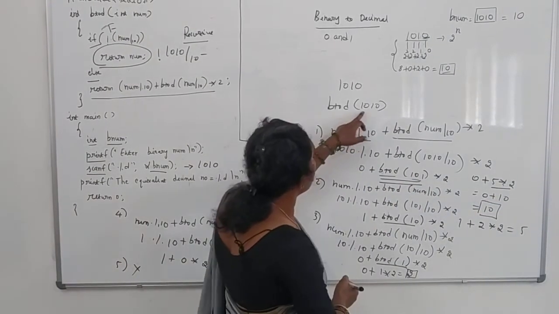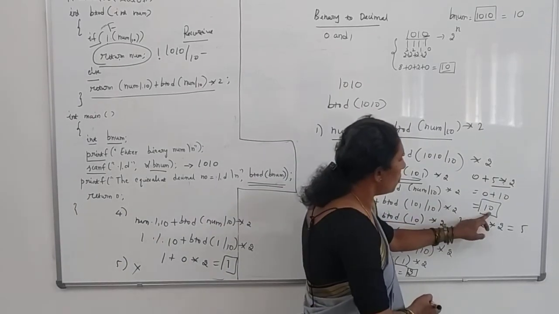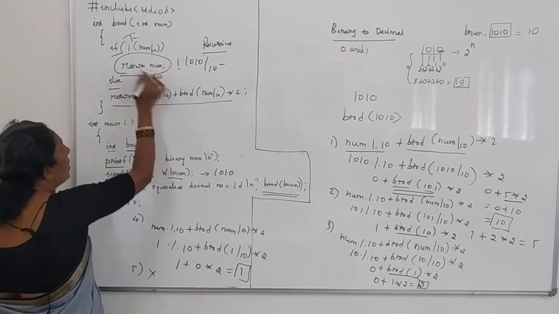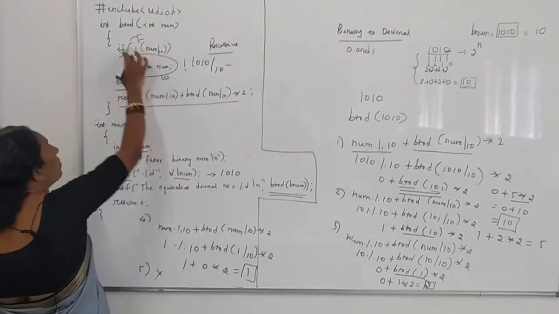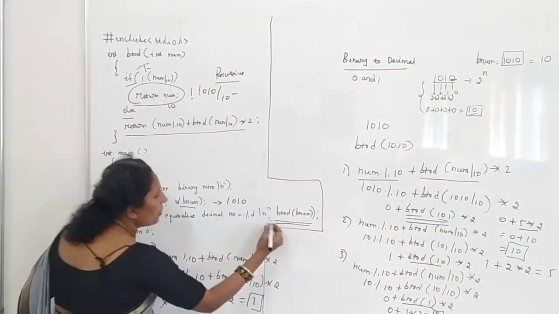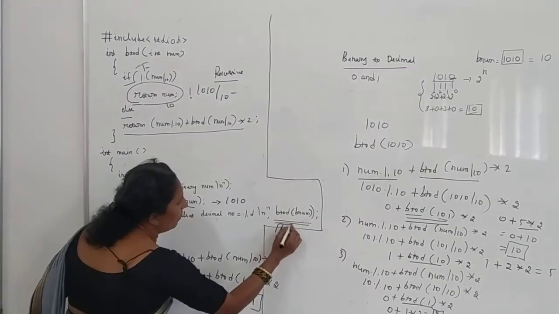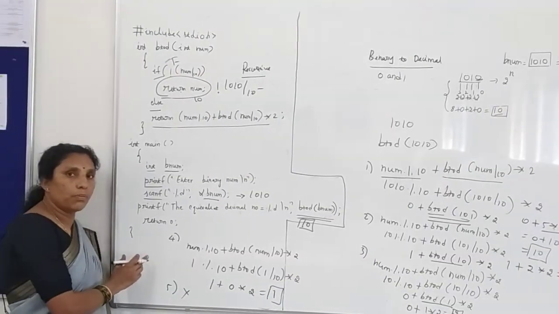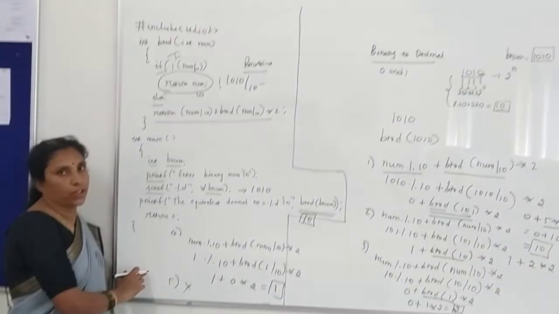Okay, for the binary number 1010, the output is what? The 10. Okay, now the 10 will come here. Now return 10, we will return the value to this function. So where this function is in here, finally we get the answer as 10. Okay, so this is the way of conversion from binary to decimal using recursive functions. Thank you.